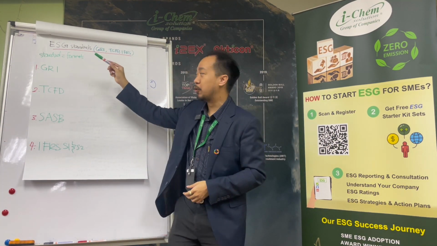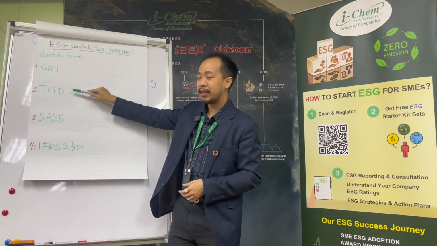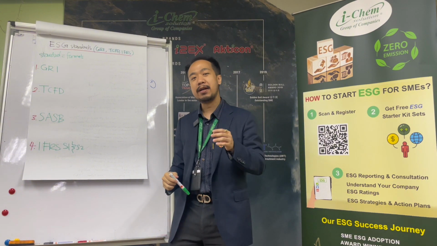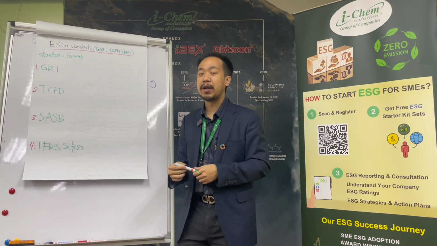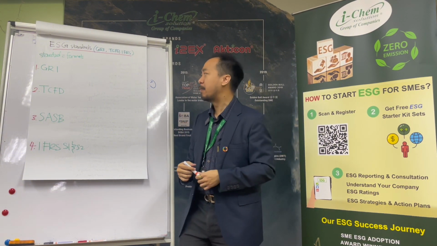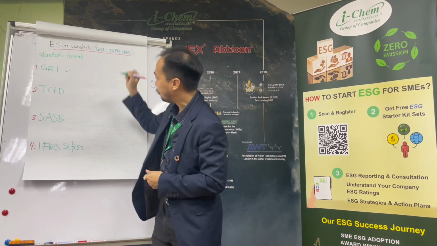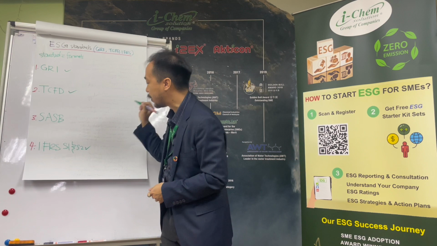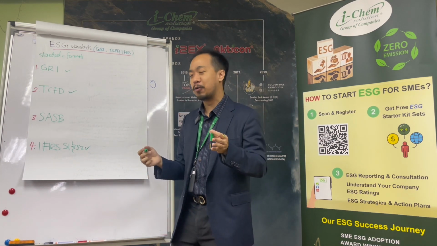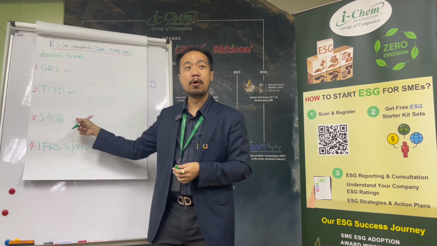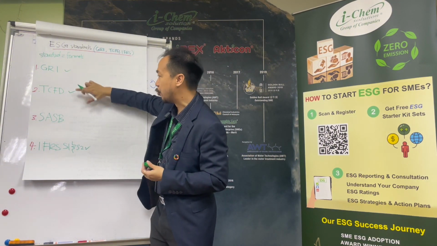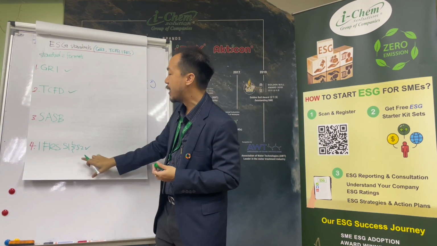Let's get accustomed to GRI, TCFD, SASB, and IFRS S1 and S2. These are, I would say, the most famous standards in the region. Now in Malaysia, we use GRI, we use TCFD, and we use IFRS S1 and S2. We don't really use SASB. This is more used in Singapore. We Malaysians kind of stick to the three, GRI, TCFD, and IFRS.